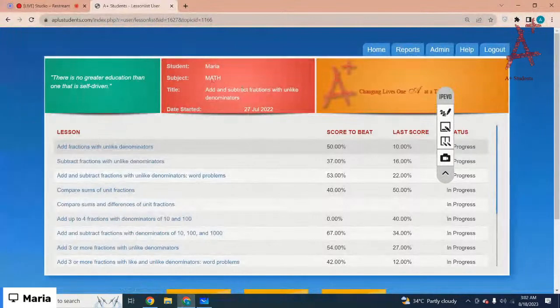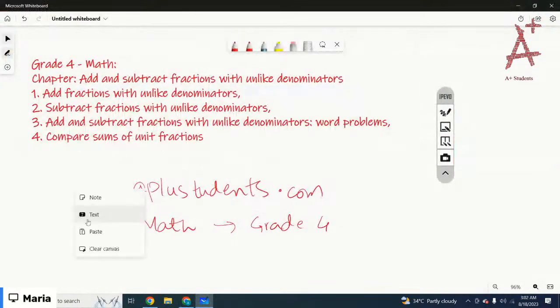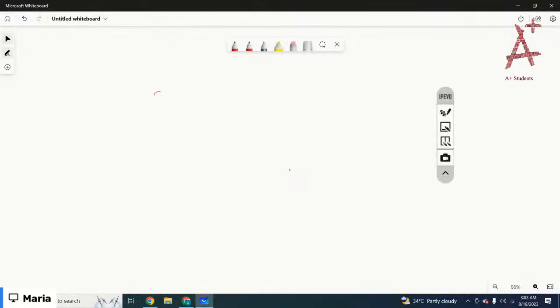Okay, here I'm on the grade 4 maths. The chapter is add and subtract fractions with unlike denominators. Let's start with the first lesson, that is add fractions with unlike denominators. So let's start with the first example, that is 3 over 8 plus 1 over 2. Basically, unlike denominators means the fractions that have different denominators, right? We have to add 3 over 8 and 1 over 2, but we cannot add until they have the like denominator. So first of all, we have to make their denominators the same.